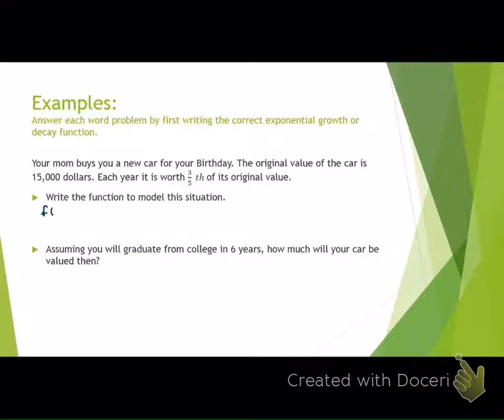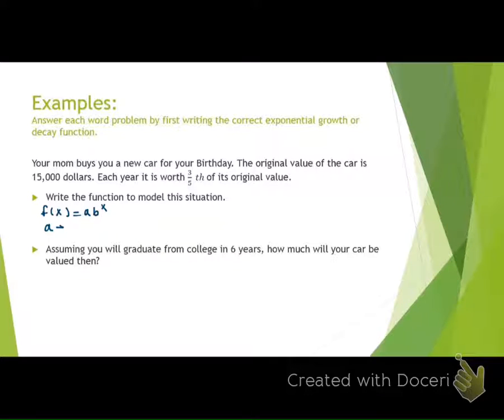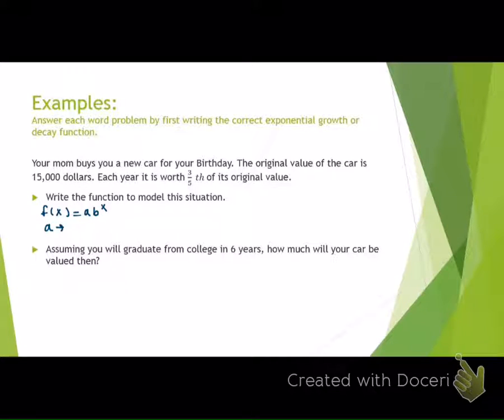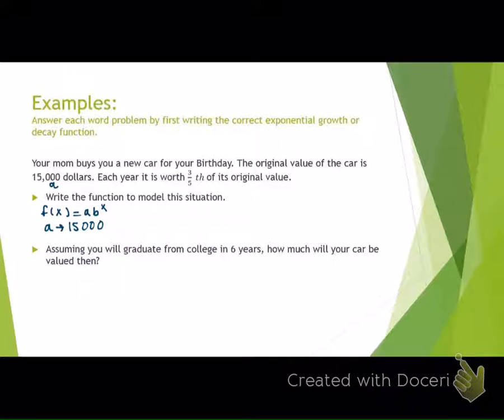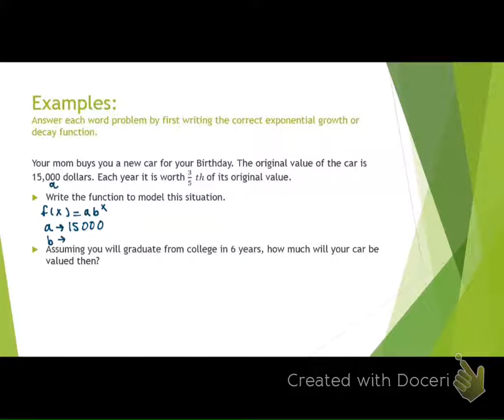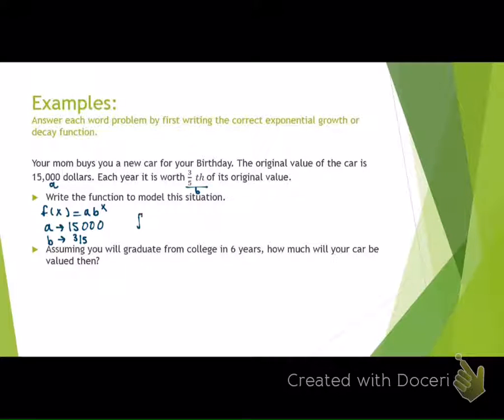So I'm going to say f of x this time equals a times b to the x. What is my starting amount? Anybody can answer. What's my starting amount? Your car started off with an initial amount of $15,000. Good. And what is my growth or decay factor? It's worth 3/5 of what it originally was. So that is your B value. So we just plug those in.